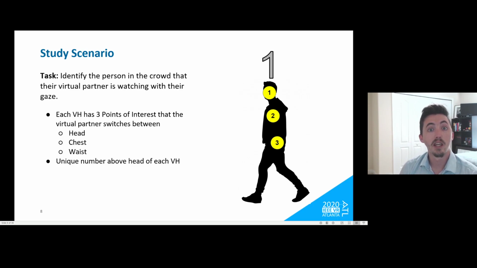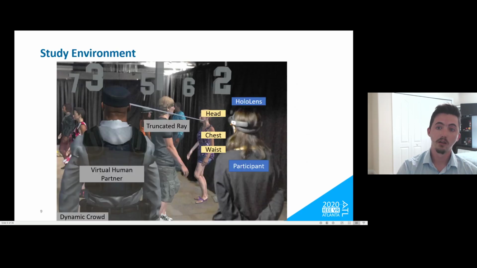To simulate natural gaze behavior, there are 3 points of interest on each of the virtual humans in the crowd. The partner can be looking either at the person's head, at their chest, or at their waist, and has a random chance of switching between these 3 points every so often. Additionally, there's a unique number which floats above the head of each of the virtual humans in the crowd. This number is used for our participants to identify which target they believe that their partner is watching. So they'll call that number out loud when they think they know who their partner is observing.